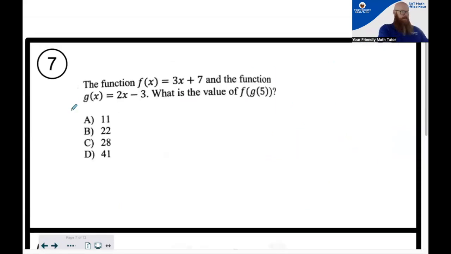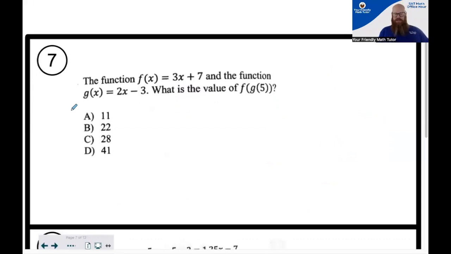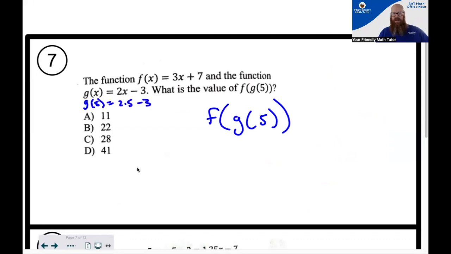All right, number 7, we have just a function problem. So let's go over functions. F of g of 5. We work inside out with functions. We do g of 5 first. So g of 5 is just plugging in 5 to the g function. That's 2 times 5 minus 3, which is 10 minus 3, which is 7. So we're replacing g of 5 with 7.